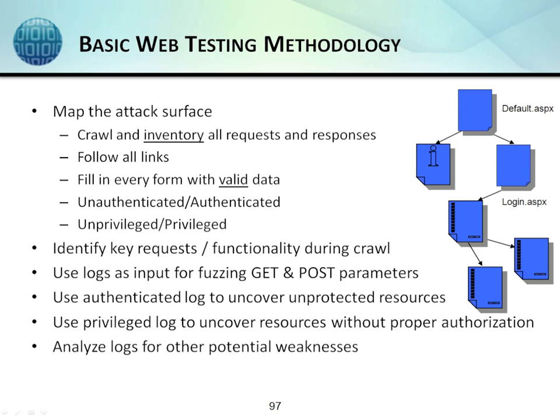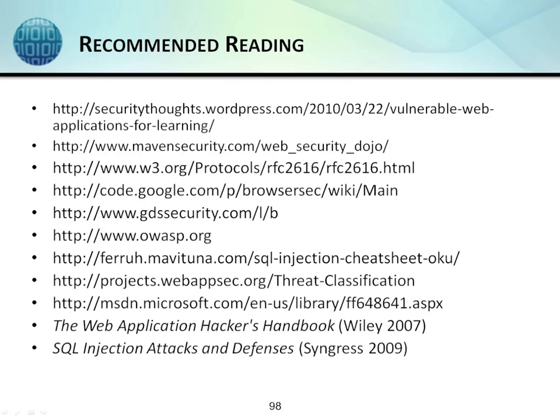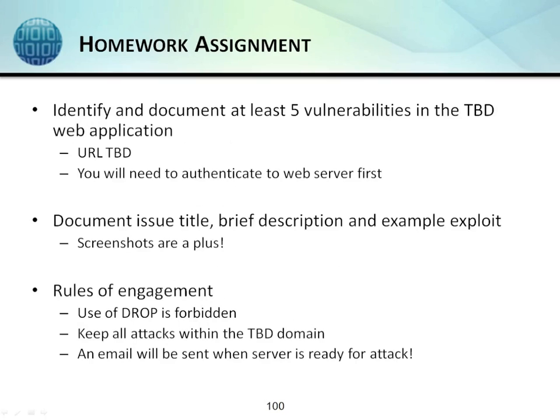So that, in a nutshell, is how you're going to go about testing a web application. So for the homework, you're going to get the opportunity to actually hack a live web application. We'd like you to identify and document at least 5 vulnerabilities. We'll send out an email with the actual URL to the website and all the instructions you're going to need to get started. For each issue, identify and document what you'd classify the vulnerability as, provide a brief description and an example exploit.